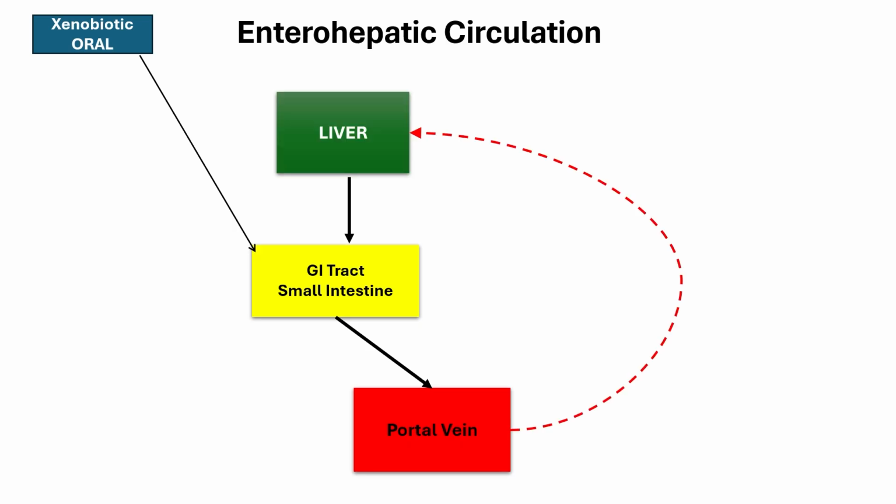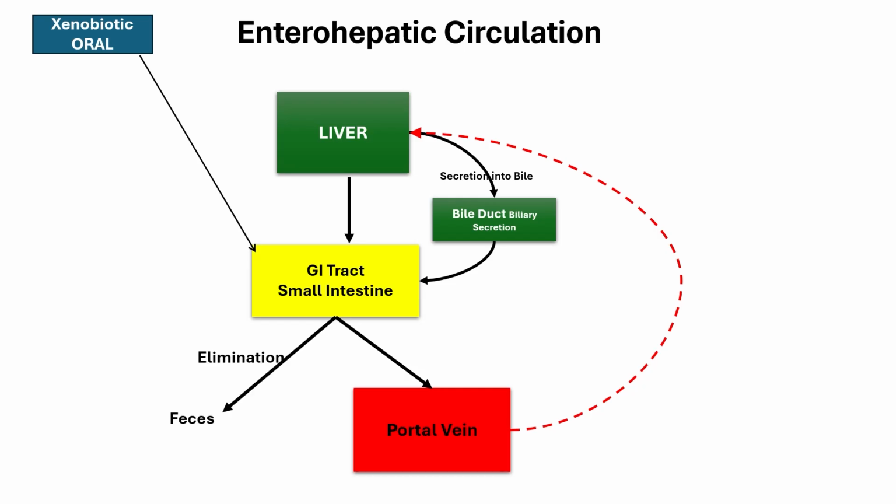In the liver, xenobiotics may be metabolized, detoxified, or prepared for excretion. Some are secreted in bile, and this is where we enter the concept of enterohepatic circulation. Some that are secreted in the bile flow through the bile duct and go back into the small intestines. If they're not reabsorbed, these compounds are then eliminated in the feces.